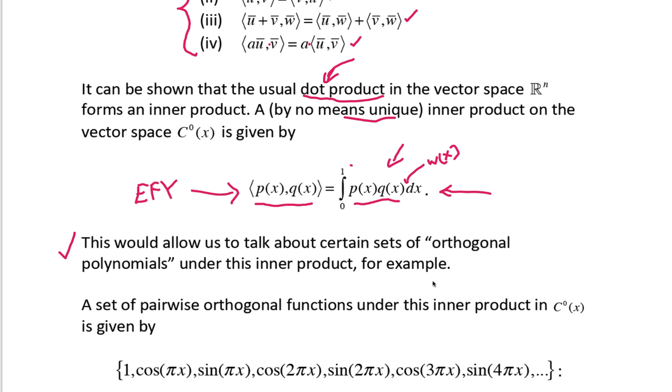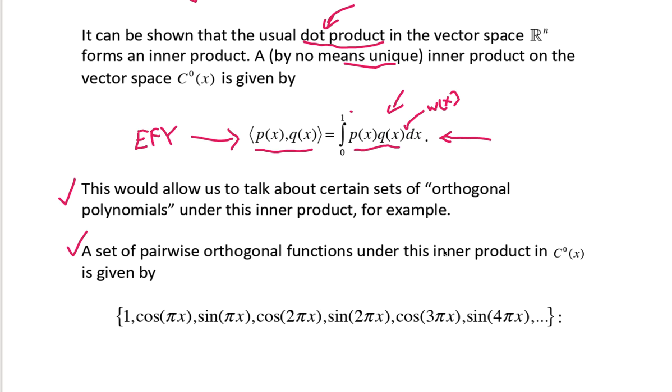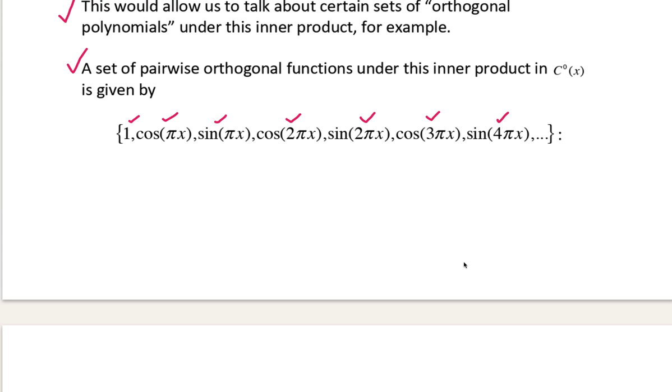Okay, weird, huh? Okay, let's talk about an example of something like this happening. Here's a set of pairwise orthogonal functions under the inner product defined above. Okay, and you can show this, but I will mention it. Okay, so this is cosine of 0 pi, which is really 1. Cosine pi x, sine pi x, cosine 2 pi x, sine 2 pi x, cosine 3 pi x, sine 3 pi x, and so on and so forth. Okay, this is an infinite set, as you see.